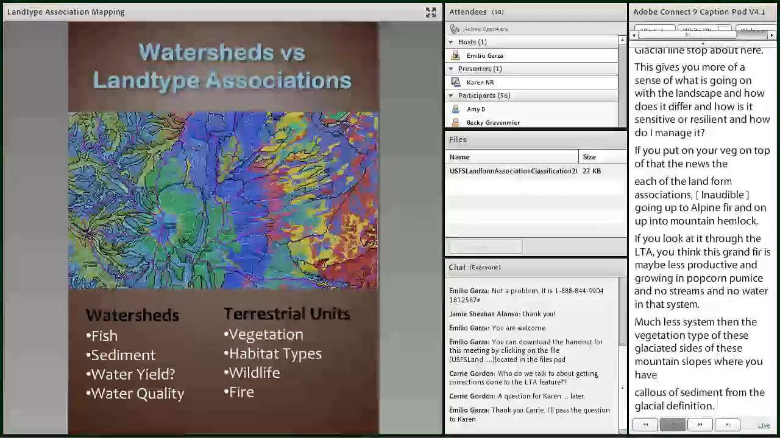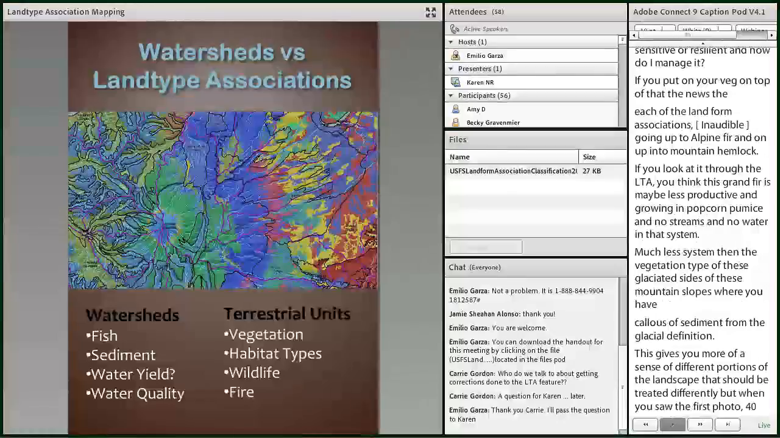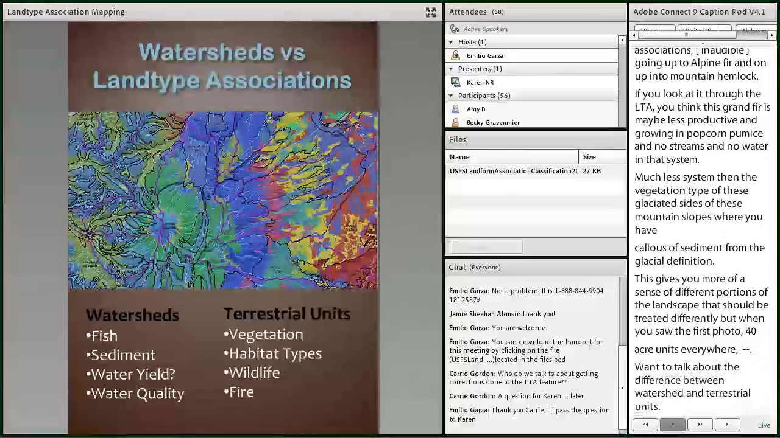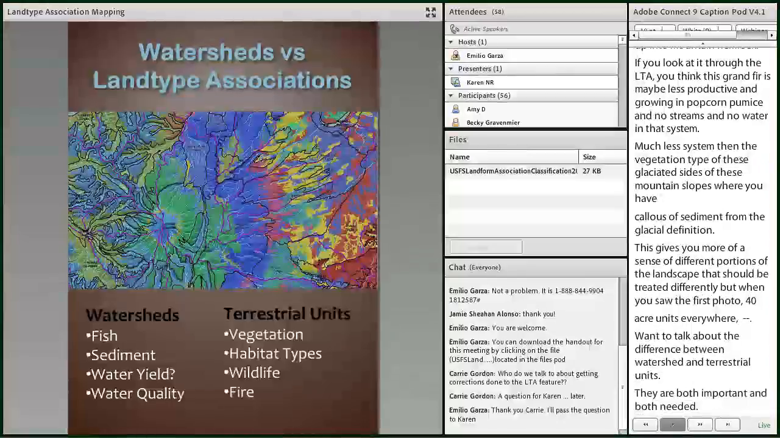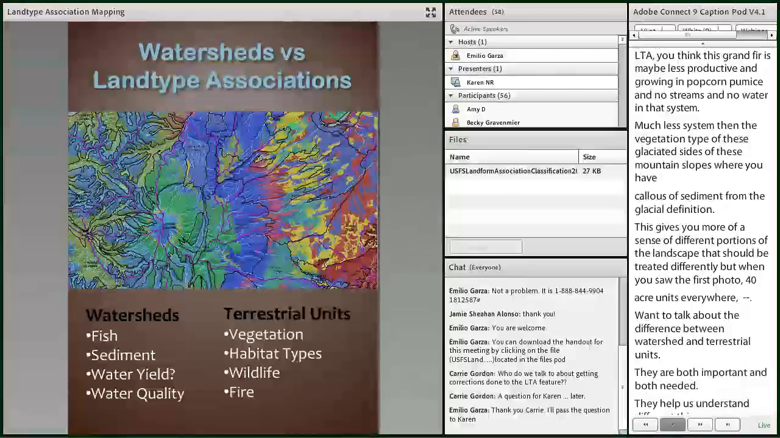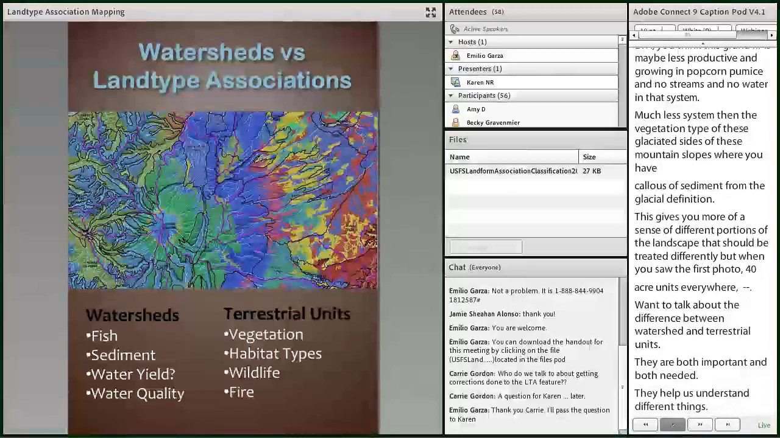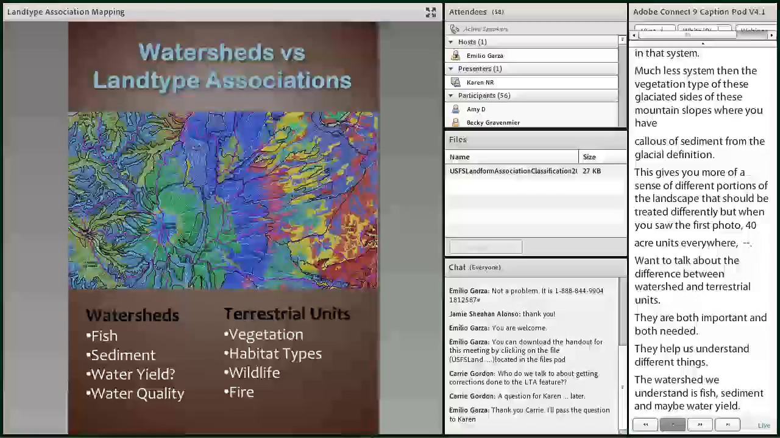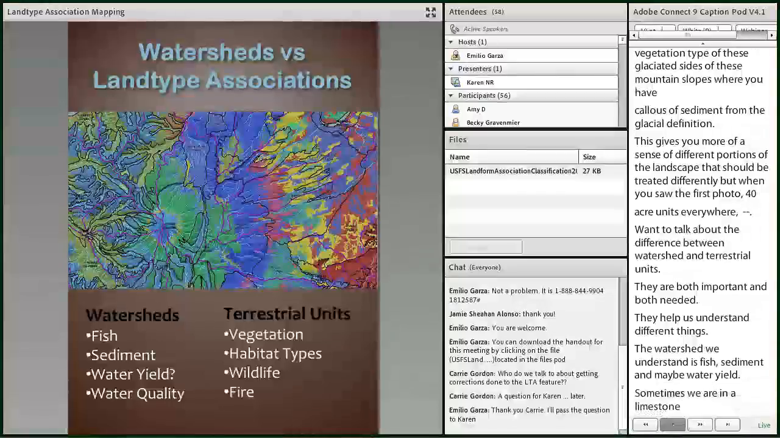I really wanted to talk about the difference between the watershed hydrologic unit hierarchy and the terrestrial unit hierarchy, because they're both important and they're both needed, but they help us understand different things. So with watersheds, we understand fish distribution, sediment yield, maybe water yield. Sometimes if we're in a limestone area or even these fractured ice cap lands, the water that you're finding in your area may really not come from there. It may come from an interbasin transfer, so that's why I have the question mark.